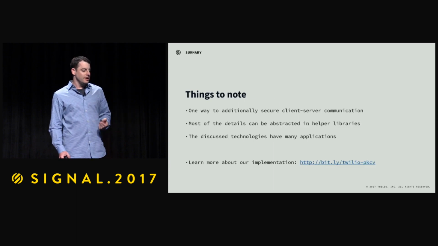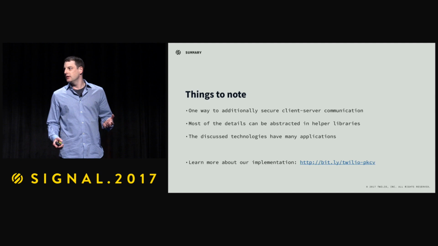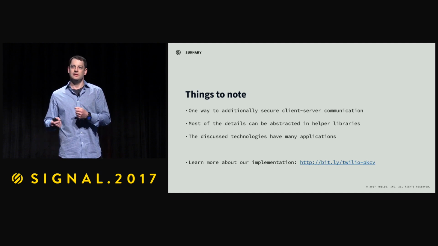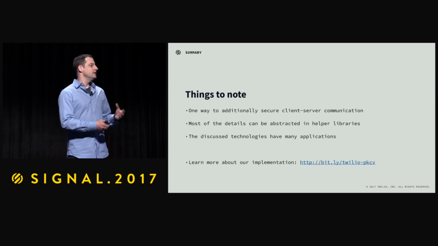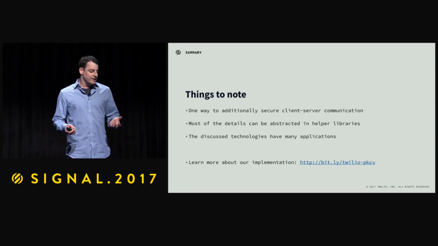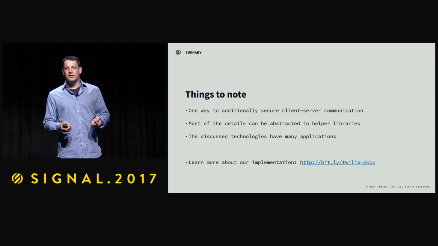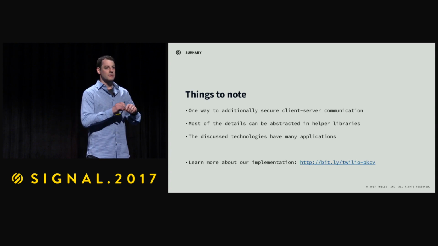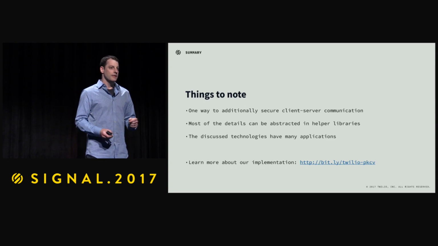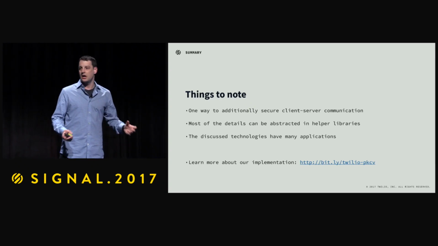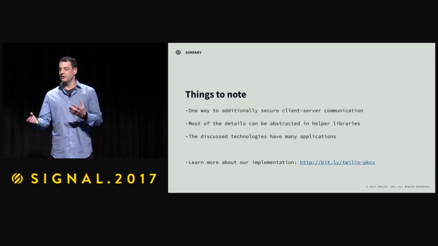A couple of things to note. This is one way of doing it. And maybe it's useful if you're interested in the technologies. You can implement something similar for your client-server communication. But I think part of the interesting thing here is most of the details can be abstracted for the client side, and literally we did it in one line of code, right? And behind it is all the canonicalization, the JWTs, and the different keys that we're using.